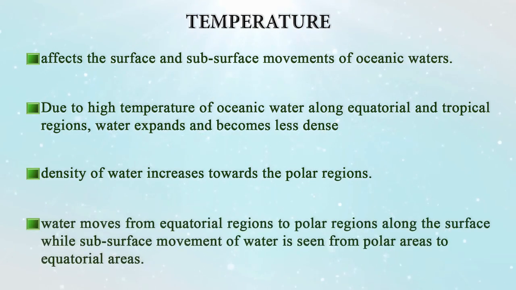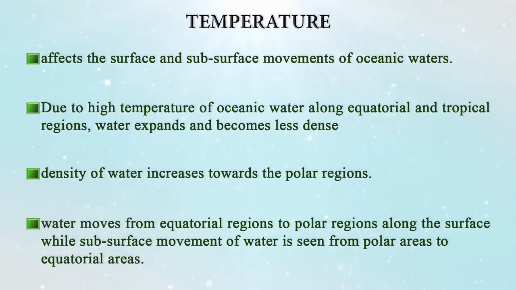So, what happens is that the higher density of water presses, and again there is a subsurface current from the higher density of water to the lower density of water, that is from the poles towards the equatorial regions, and then from the equatorial regions there is a surface current from the low density of water to the higher density. So, you see, water moves from low density areas to the higher density areas.